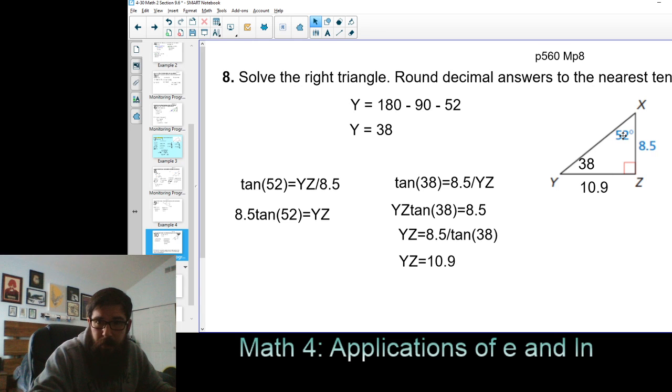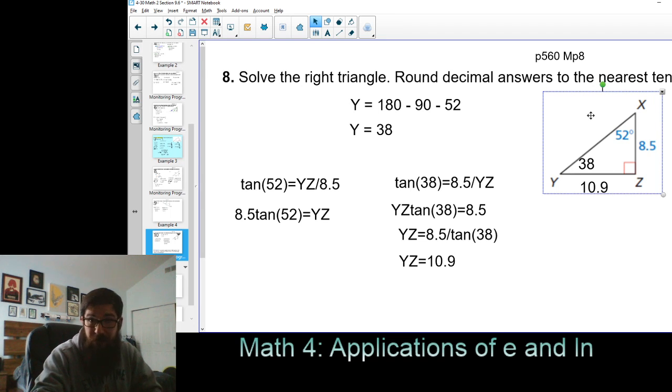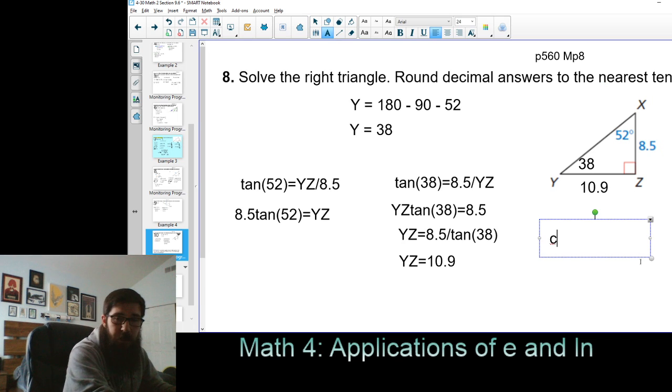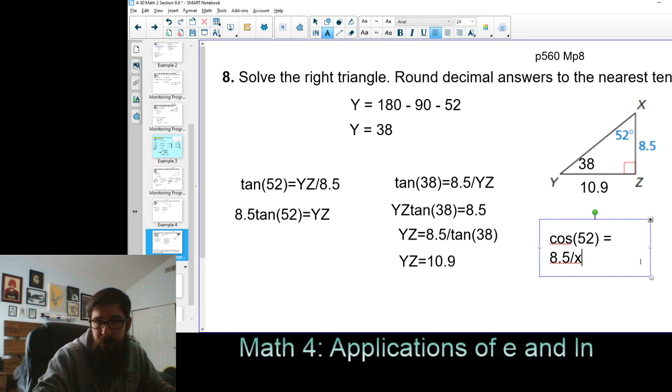Now, I'll go back to this guy right here. I'm going to use angle X, the 52. I'm going to use the 8.5, which is adjacent, and I'm wanting the hypotenuse. If I do 52 with my 8.5, my adjacent, and I want to find the hypotenuse, that tells me I've got to use cosine. So I'm going to say cosine of that angle, 52, is going to equal 8.5 divided by the hypotenuse, which is x in this case. Or I guess I should call it xy, right? I was using the full side length.